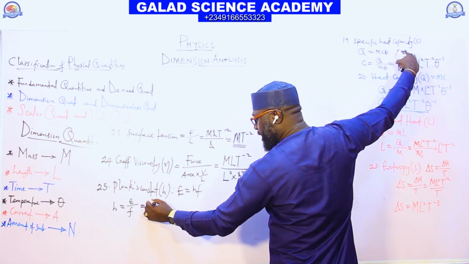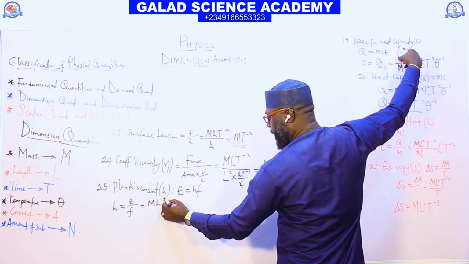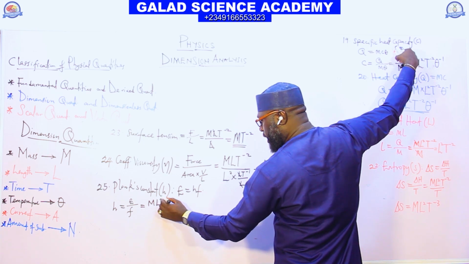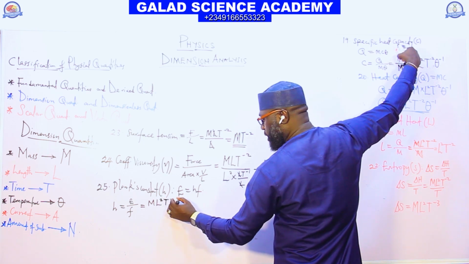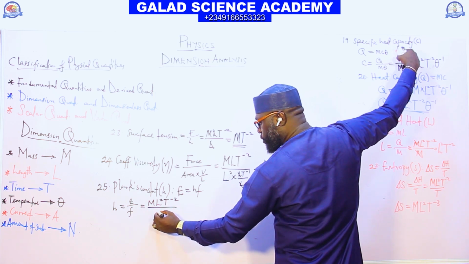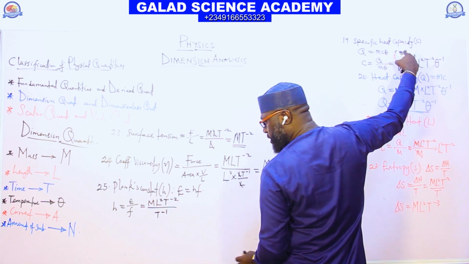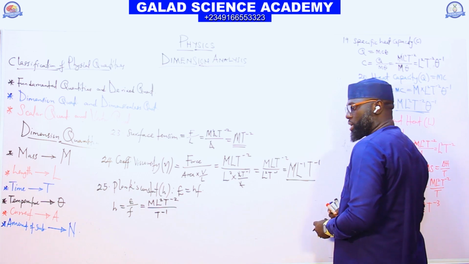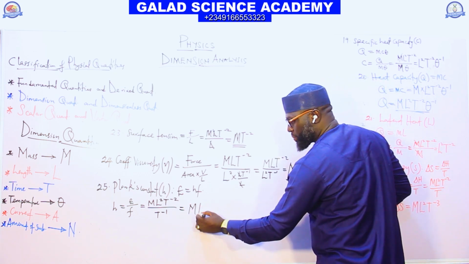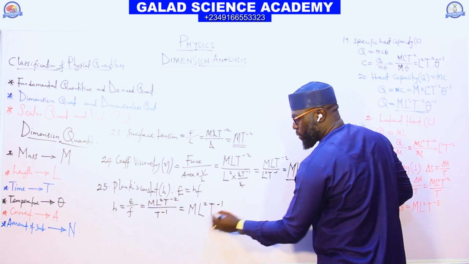Dimension for energy is M L square T minus 2. Dimension for frequency is T minus 1. So if you solve it further, we have M L square. If T goes up, it becomes 1.